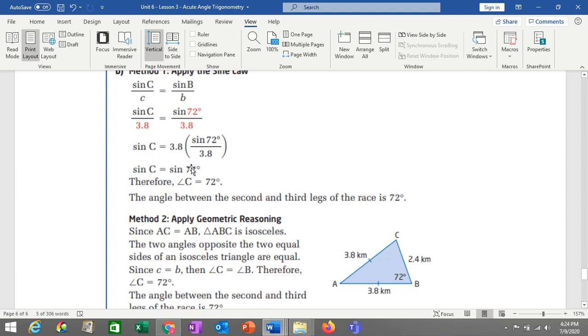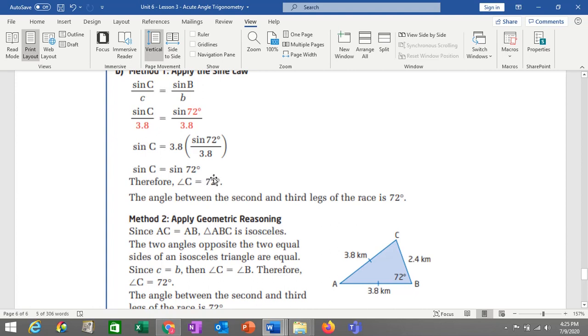So you might just notice that that and that are the same. And sine of 72 is equal to sine of something. What do you think will go there? Well, it's going to be 72, right? Because these sides have to be the same. There's no other number that works here. Sine of 68 doesn't equal sine of 72. Sine of 72 equals sine of 72. So we know that angle C is equal to 72.